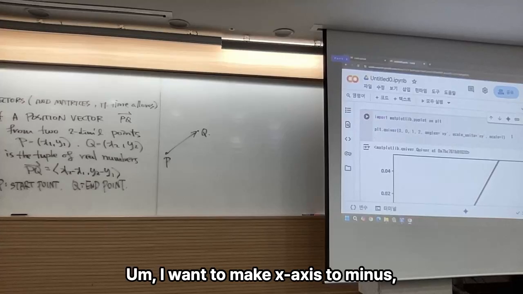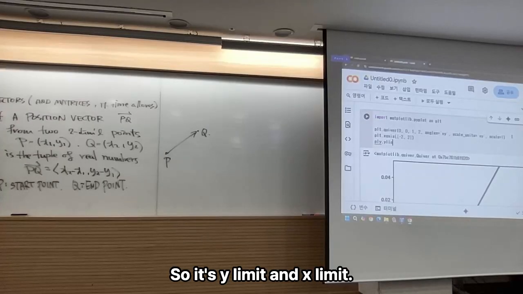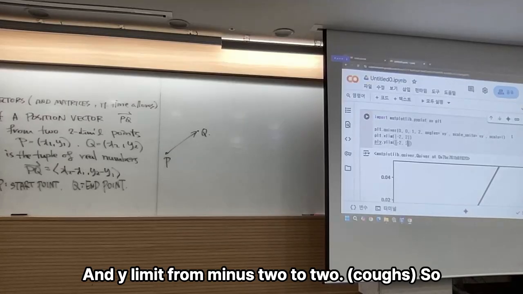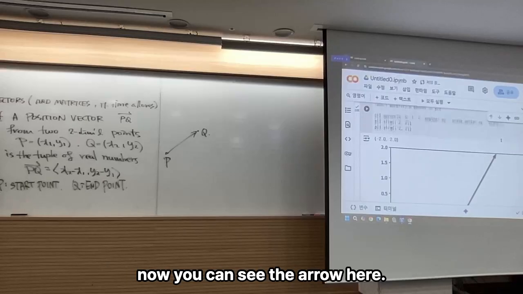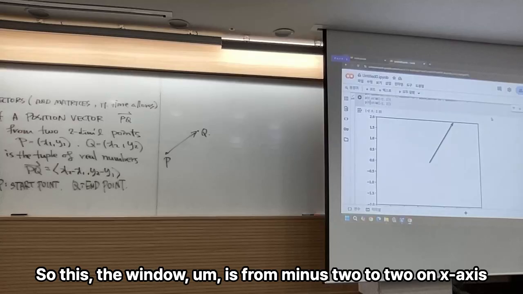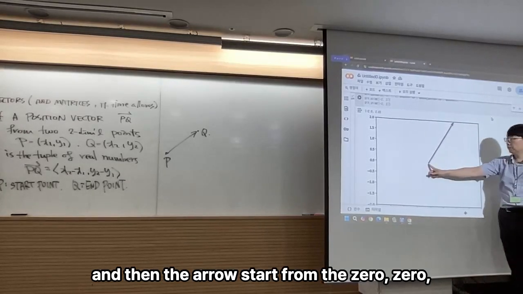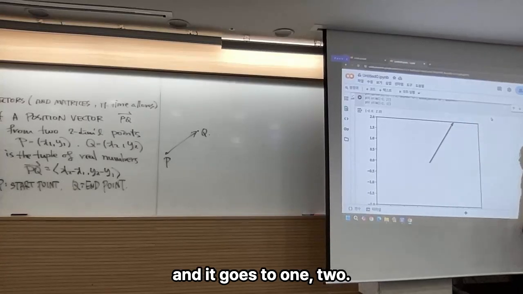So I want to make the x-axis from minus 2 to 2, and the y-axis. Sorry, that's not the axis. So it's xlim and ylim. And ylim from minus 2 to 2. Now you can see the arrow here. The window is from minus 2 to 2 on the x-axis and minus 2 to 2 on the y-axis. Then the arrow starts from 0, 0 and goes to 1, 2. You can see the arrow here.